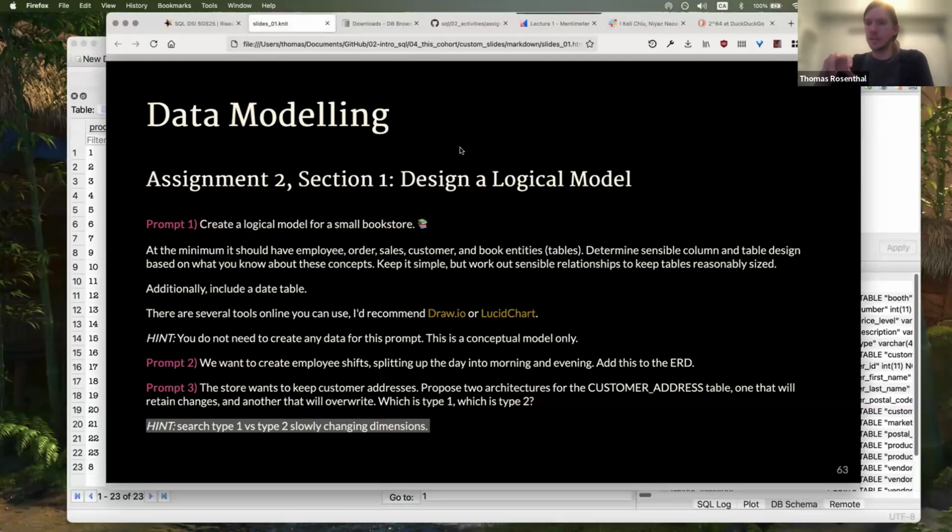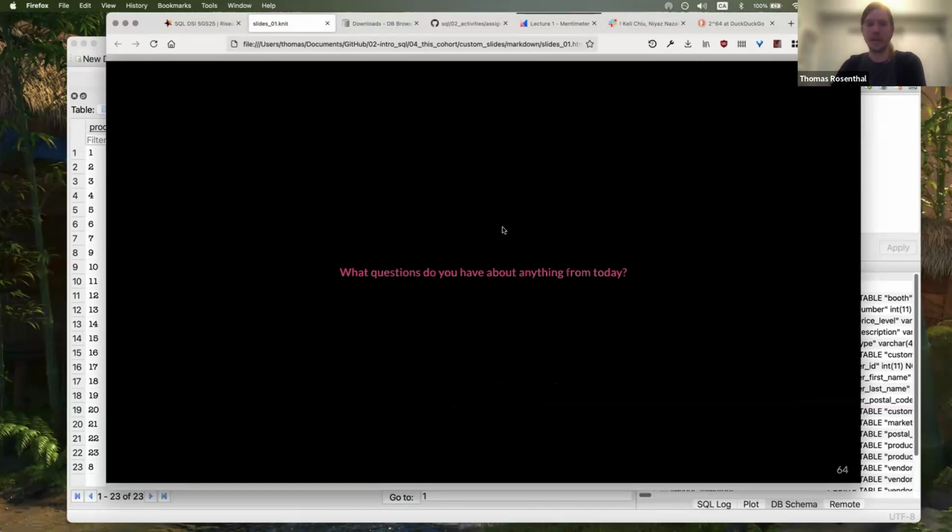For the other parts of the assignments, they're about writing code and then writing a reflection to those readings. Okay, what questions do we have about anything from today? Questions about assignments, go back, anything like that? Ethan, go ahead.